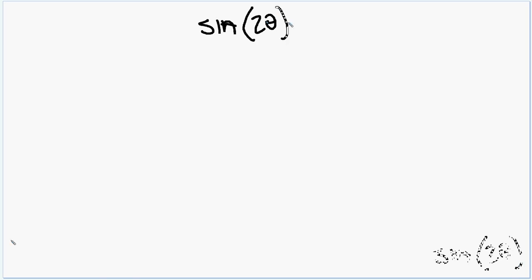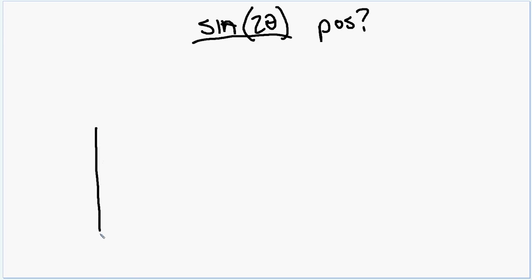So sine of 2 theta positive. In my opinion, the easiest way to figure this out, let's just graph it. We're going to graph a sine wave.